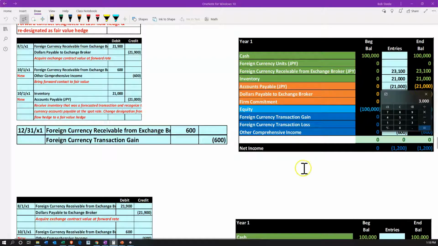Why is it a loss? Because we would expect it to be a loss, since this was a gain on the last transaction, and this is a payable while that was a receivable in the same currency. So it should be the opposite. That's kind of why we set the thing up.